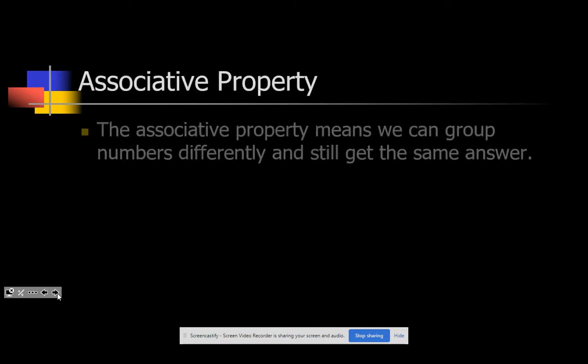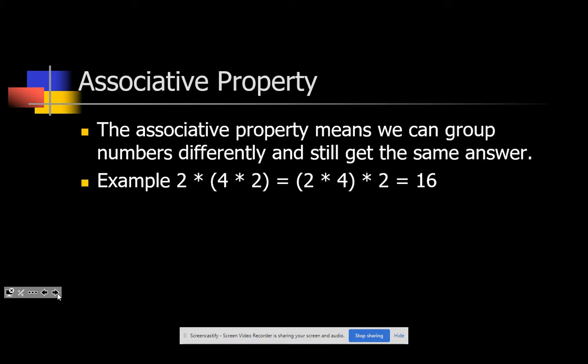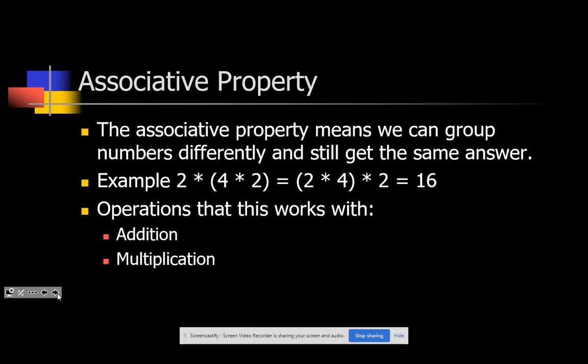The associative property means that we can group numbers differently and still get the same answer. For example, if we have 3 numbers in a row, 2 times 4 times 2, and we have them grouped differently, as you can see, the second 2 numbers have a set of parentheses around them on the left, whereas the first 2 numbers have a set of parentheses around them on the right. However, both sides, when you follow PEMDAS, still equal 16. This is also a property that only works for addition and multiplication. The associative property will not work for subtraction or division.